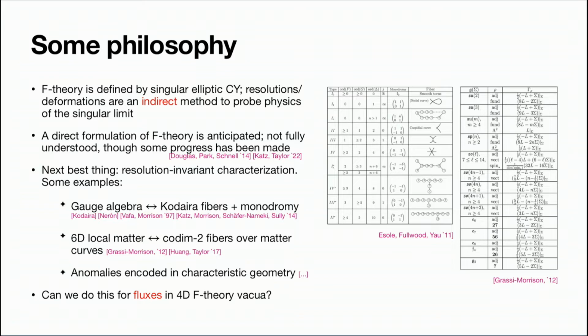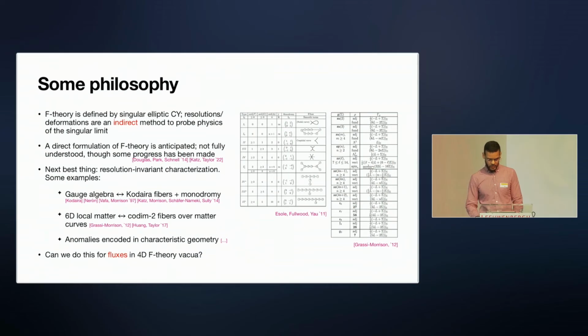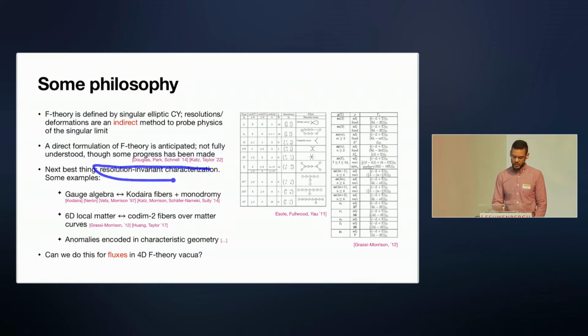So short of a completely direct formulation of F-theory, the next best thing that one could hope for is at least a resolution-invariant characterization of the physics of an F-theory background. To give a few examples that are very well known, one thing we understand is that the gauge algebra associated to an F-theory background can be understood geometrically in terms of singular fiber types in codimension 1, over codimension 1 loci of the F-theory base.